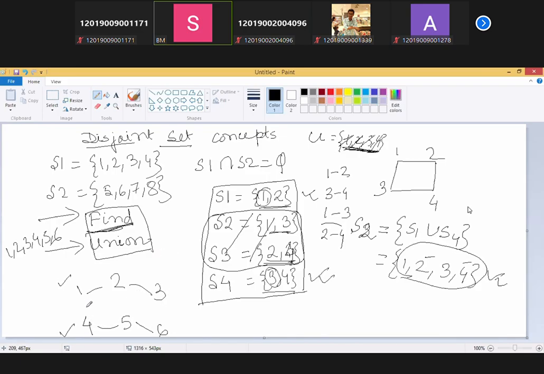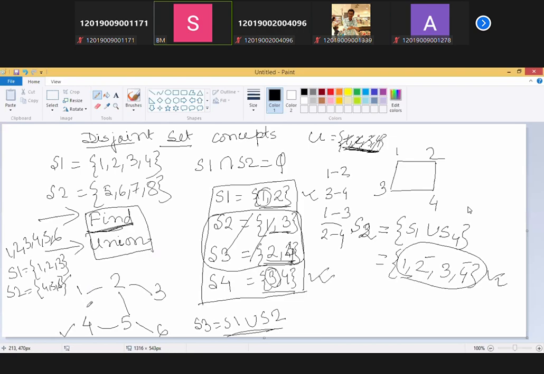The moment you go for either 1 4 or 2 5 or 3 6, say one set is your 1 2 3 and another set is your 4 5 6. Now if I say 2 5, if you need to do 2 5, definitely you need to perform S1 union S2. So then all the numbers will be there now. See, if I connect 2 5, it will not make any cycle.